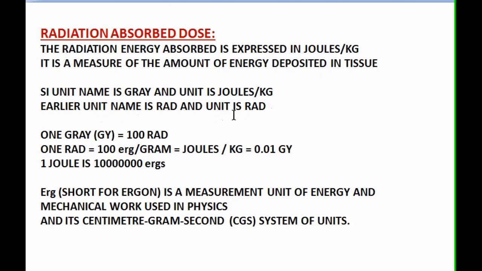The unit is RAD. RAD means radiation absorbed dose. So 1 Gray is equal to 100 rad. 1 rad is equal to 100 erg per gram, equal to joules per kilogram, or equal to 0.01 Gray. Erg is short for ergon. An erg is a measurement unit of energy and mechanical work used in physics, in the centimeter-gram-second system of units.